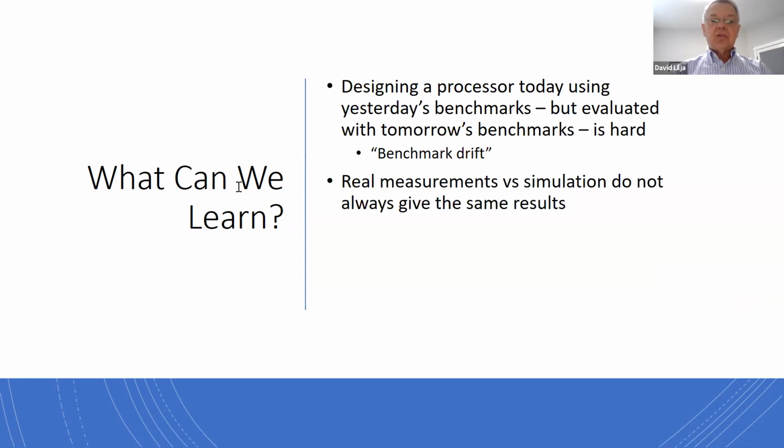And real measurements versus simulations don't always give the same results. In simulations, you make a lot of optimistic assumptions, or you fill in the blank on things that you don't really know are going to happen. But when you get to reality, you have to deal with these real overheads. And assumptions and capabilities change over time. What made sense today when I designed the processor doesn't make sense 5 years from now when I release the processor, because capabilities change, technology changes.